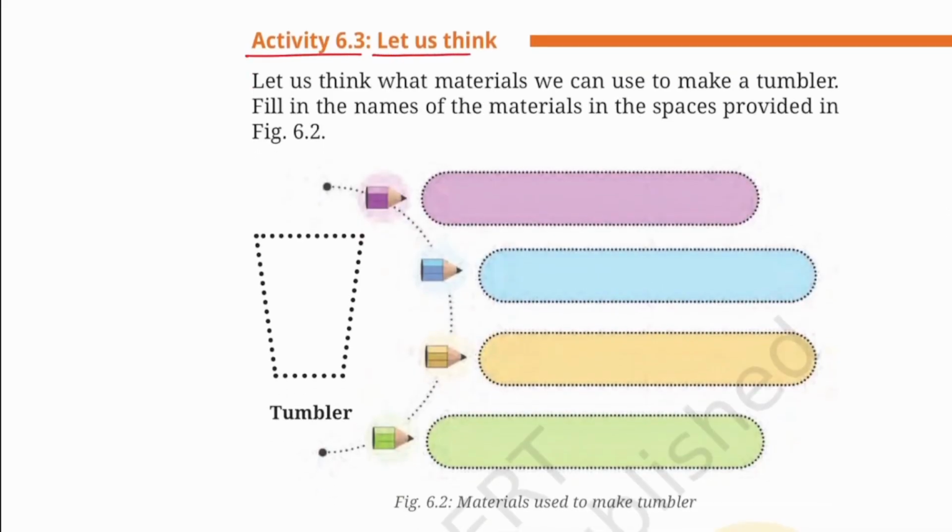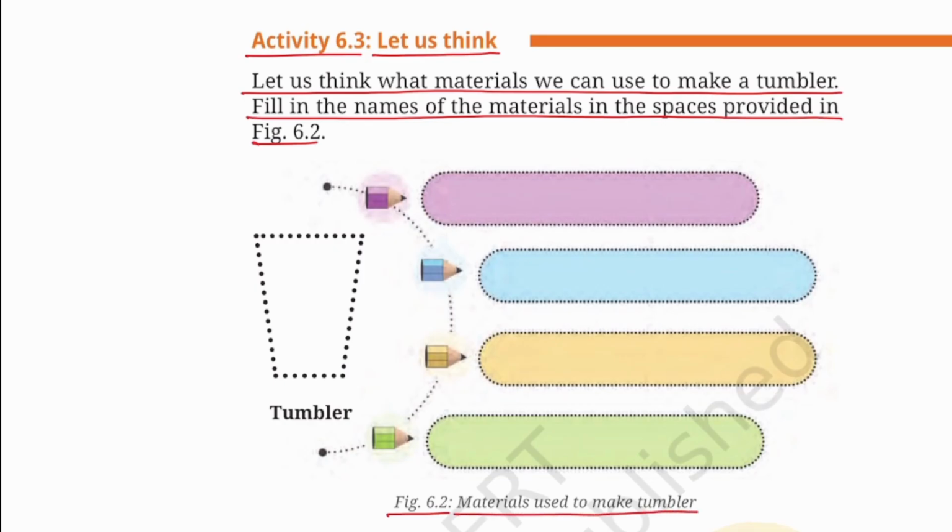Activity 6.3 Let us think. Let us think what materials we can use to make a tumbler. Fill in the names of the materials in the shapes provided in Figure 6.2. Figure 6.2 Materials used to make tumbler. Material used to make a tumbler can be of metal, glass, clay or plastic.